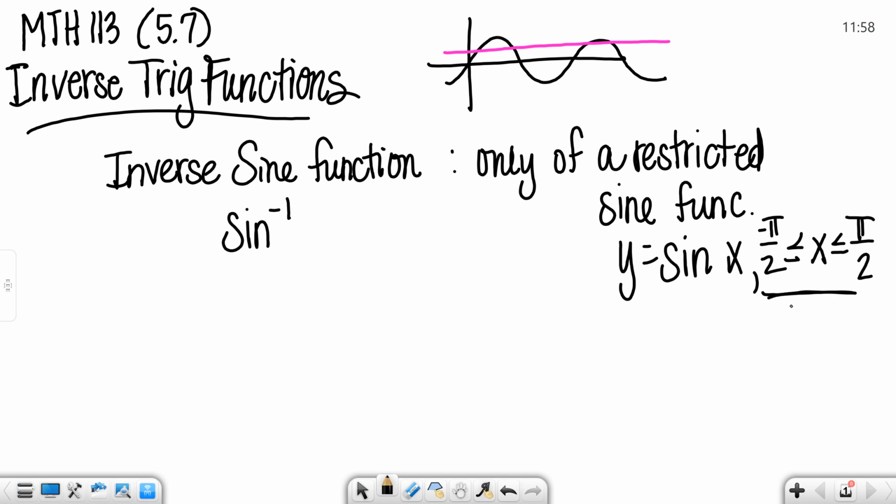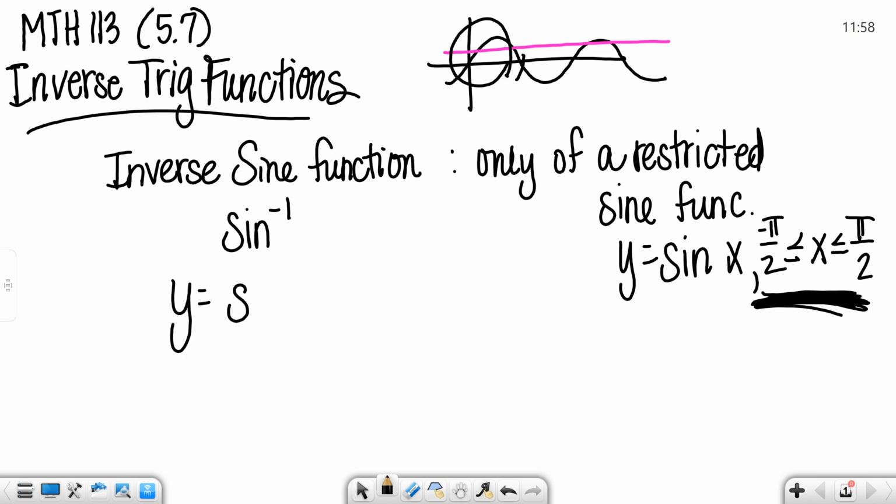So what we're doing by saying let's restrict it to negative pi over 2 to pi over 2 means we're only looking at a portion of the graph. We're only looking at a portion of the graph from negative pi over 2 to pi over 2, and now a horizontal line only touches it once. That part you don't have to be able to draw. It is important to know we're restricting this between negative pi over 2 and pi over 2.